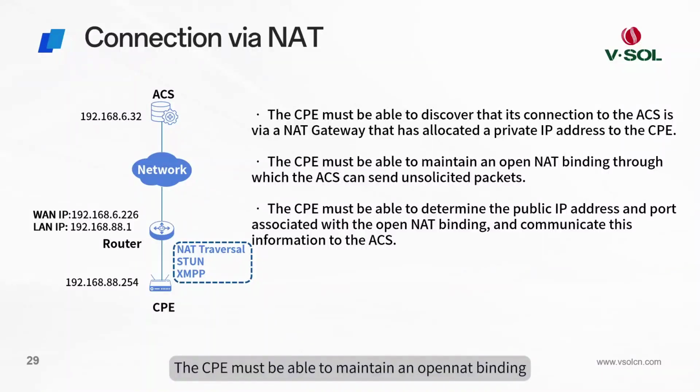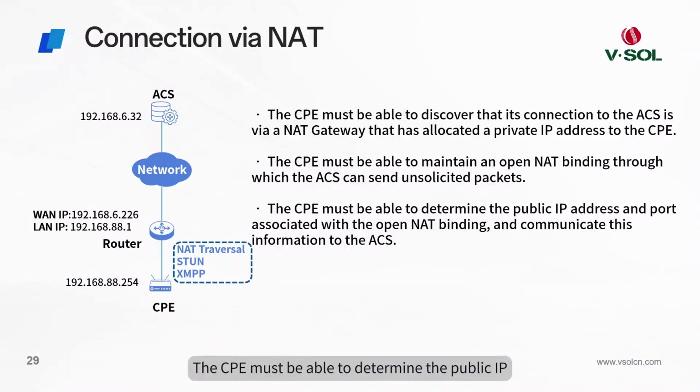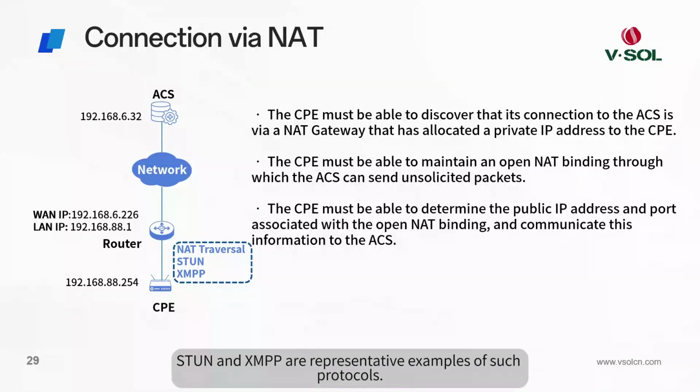The CPE must be able to maintain an open NAT binding through which the ACS can send unsolicited packets. The CPE must be able to determine the public IP address and port associated with the open NAT binding and communicate this information to the ACS. When there are not enough public IP addresses available and NAT needs to be used, some protocols for NAT traversal need to be used to achieve management goals. STUN and XMPP are representative examples of such protocols.